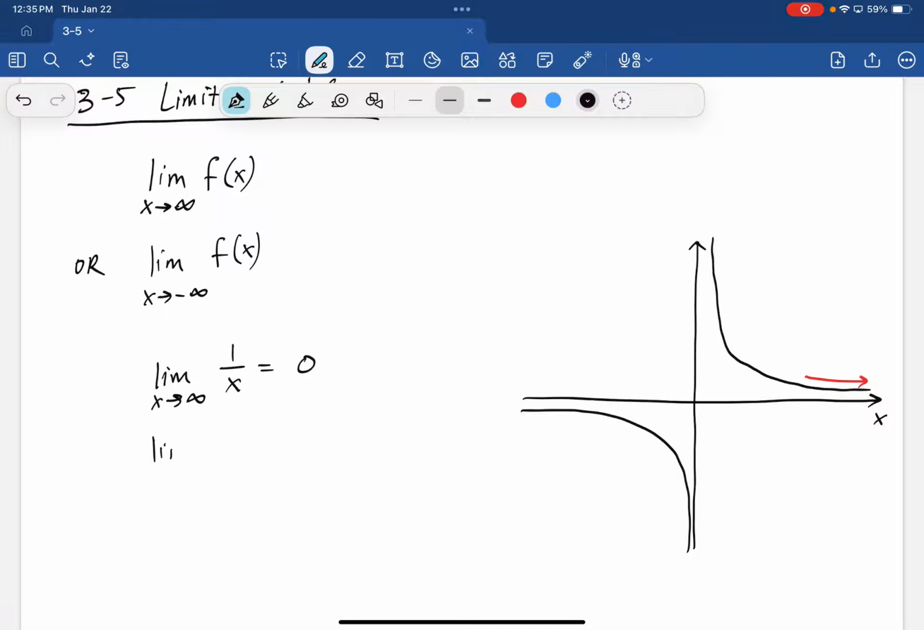And similarly, the limit as x approaches negative infinity of 1 over x is also equal to 0. Because as x is getting really small, the function is also approaching 0. Meaning the y value is approaching 0, right? Any questions?